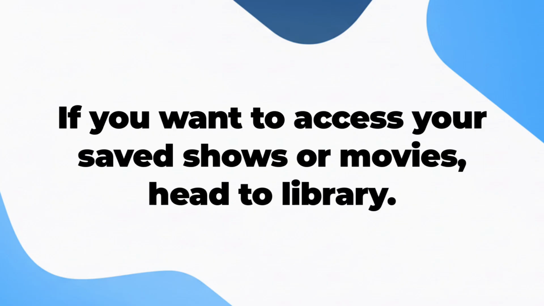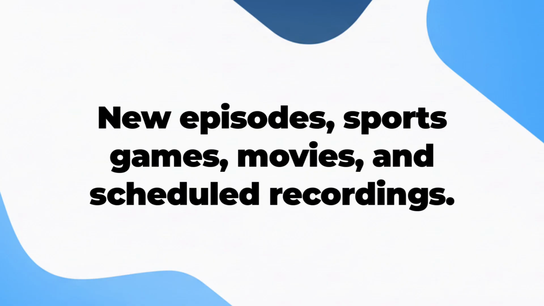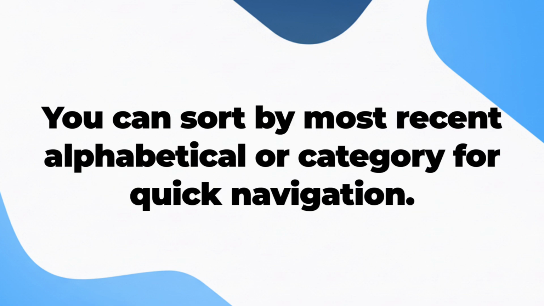If you want to access your saved shows or movies, head to Library. This is where all your DVR recordings live. New episodes, sports games, movies, and scheduled recordings. You can sort by most recent, alphabetical, or category for quick navigation.